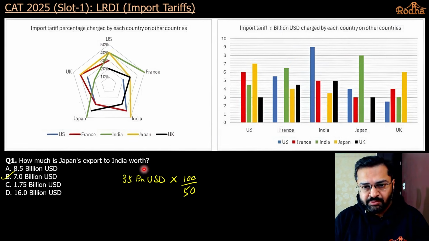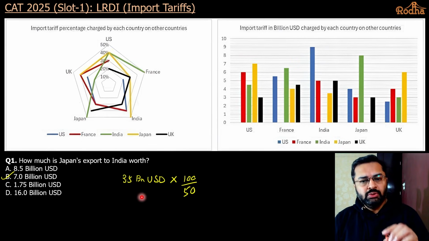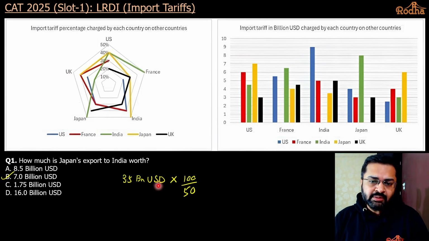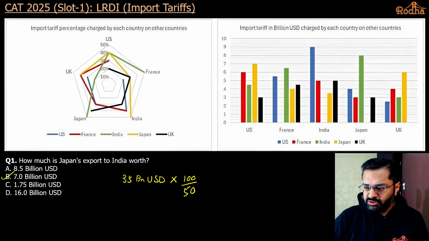When we arrived at this 3.5 billion USD, we just had to realize that this is nothing but 50% of the total value of the goods. So you do not need any calculations. $3.5 billion is 50%. So what would be 100%? That would be 7 billion USD. This is what it says.